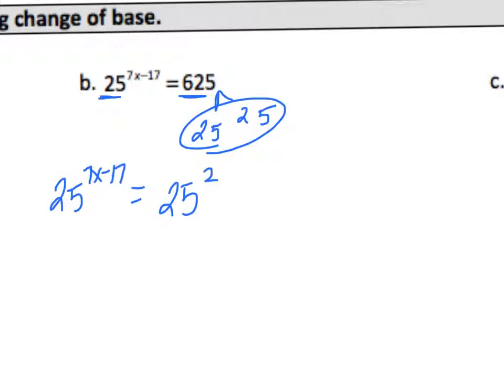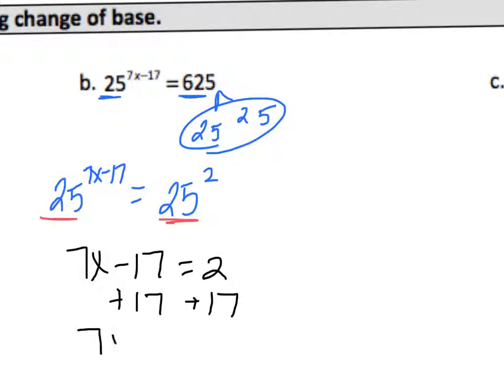Okay, so now since I have the bases the same, I can set the exponents equal to each other. 7x minus 17 equals 2. And then I'm just going to solve like a normal equation. So x is going to equal 19 over 7.